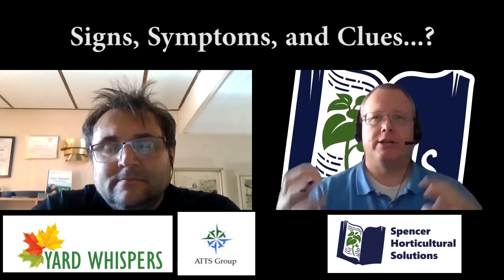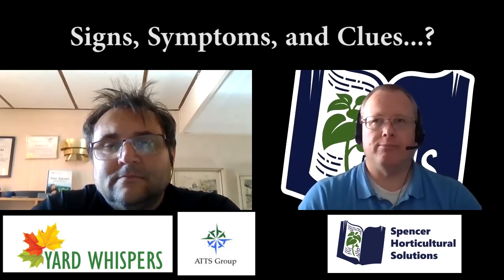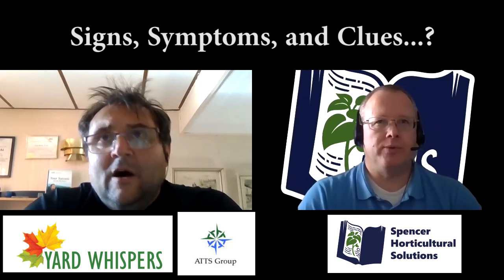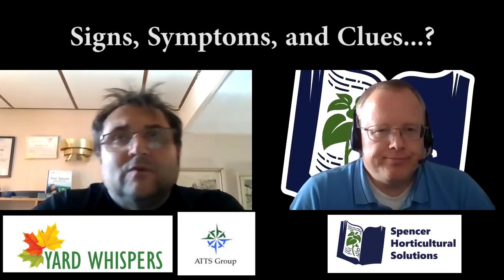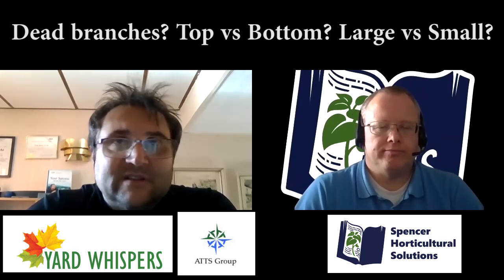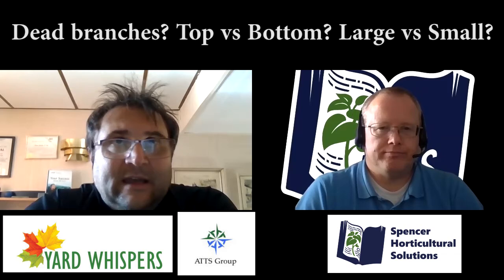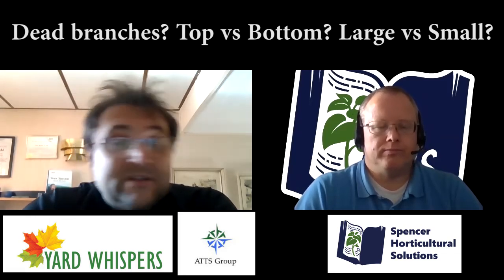So now you're starting to look for signs and symptoms and other clues of something that might be causing problems. When you're looking closer, what do you start looking for? When I start looking closer, it's: are there any dead branches? What parts of the trees? Is it the top of the trees? Is it the large branch? Is it in the middle of the trees, or is it the trunk, or is it the roots?